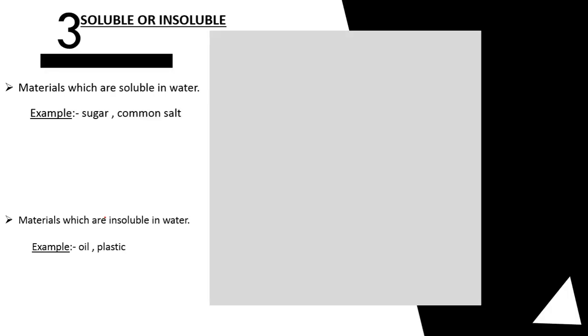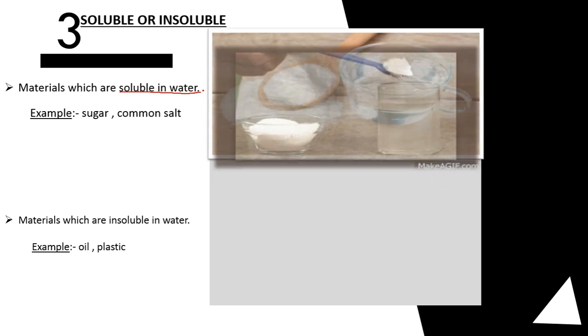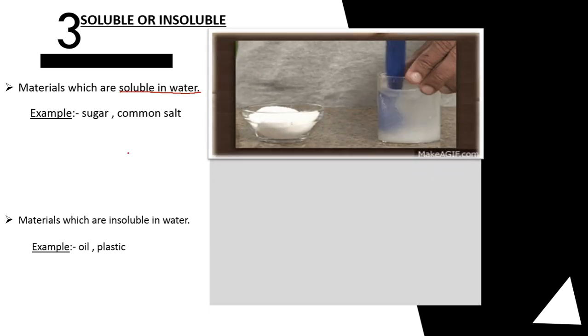Now the next one is soluble or insoluble. On the basis of their solubility, materials can be classified into two groups. First one is materials which are soluble in water. Example: sugar and salt. Second one is materials which are insoluble in water.